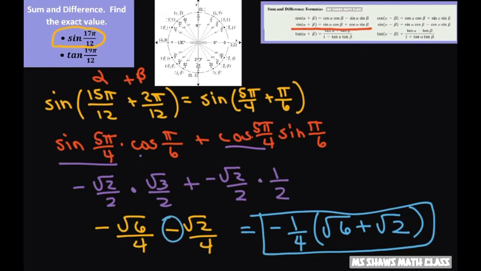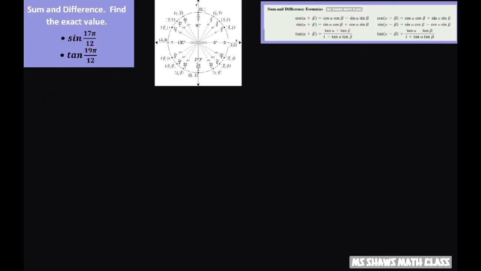All right, the next one is tangent. Tangent's a little harder, usually because you have to rationalize the denominator. So let's split this up. Again, there's different ways to split it up, but usually this is what I use. You want something on the unit circle. So I'm going to do this. That gives me my 19 pi divided by 12.